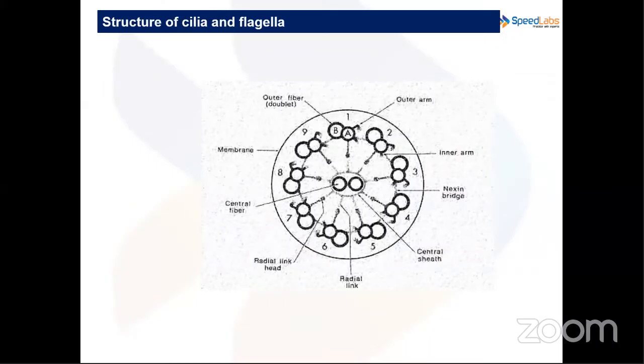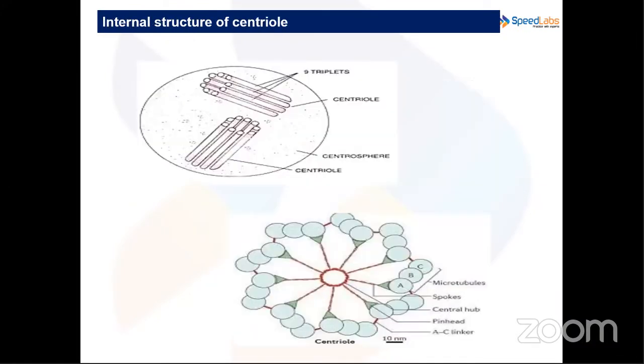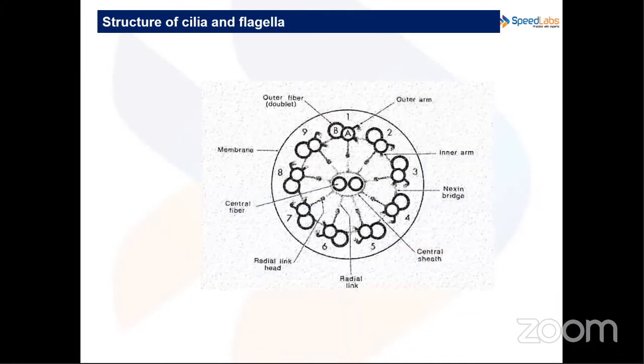So this is the internal structure for cilia and flagella. They give you just the internal structure. They will just give you this diagram and ask you about this. This diagram is there in NCERT also, right? So you can now see necks and bridges there. Outer fiber doublet is clear to you.